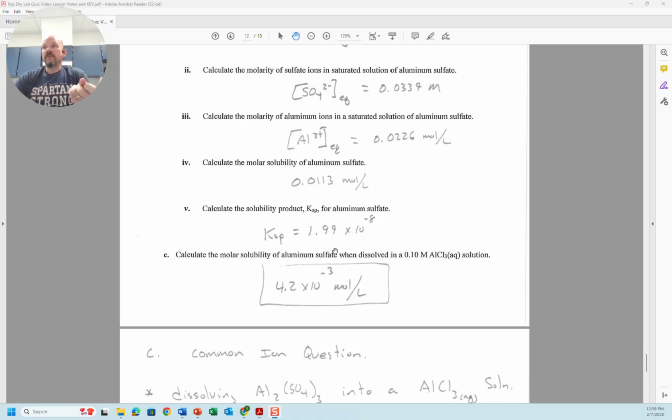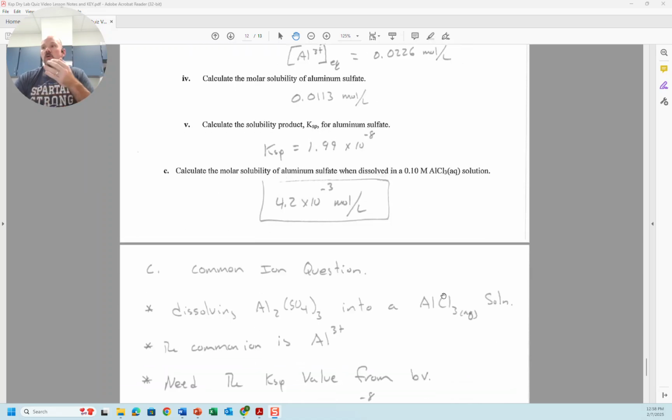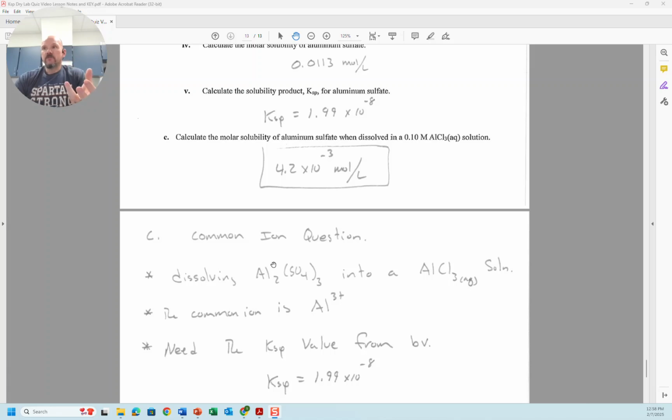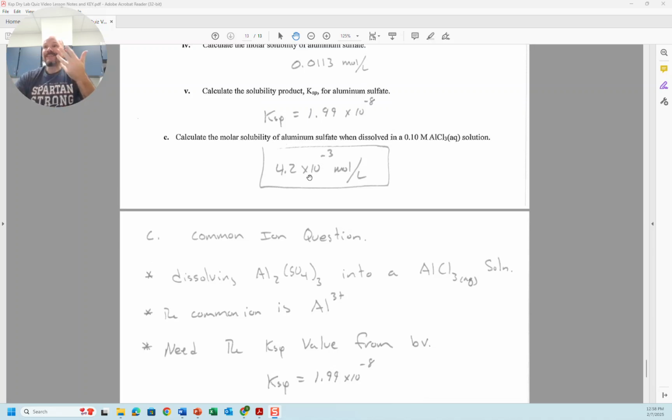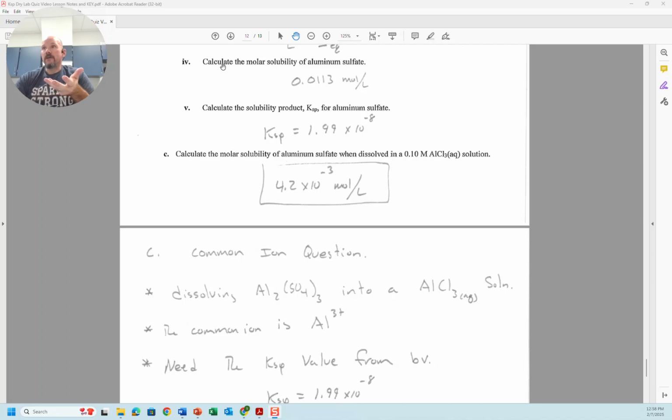Now we're dissolving aluminum sulfate in a solution of aluminum chloride. So this is a common ion question. We're dissolving aluminum sulfate into an aluminum chloride solution, so the common ion is aluminum 3 plus. Understand one thing: if you're dissolving a salt in the presence of a common ion, the solubility is going to decrease. It gets less soluble, okay? So I know that my answer to part C should be less than my answer to part 4 here. This is the molar solubility in pure water. If I dissolve in the presence of a common ion, my molar solubility is going to decrease, okay?